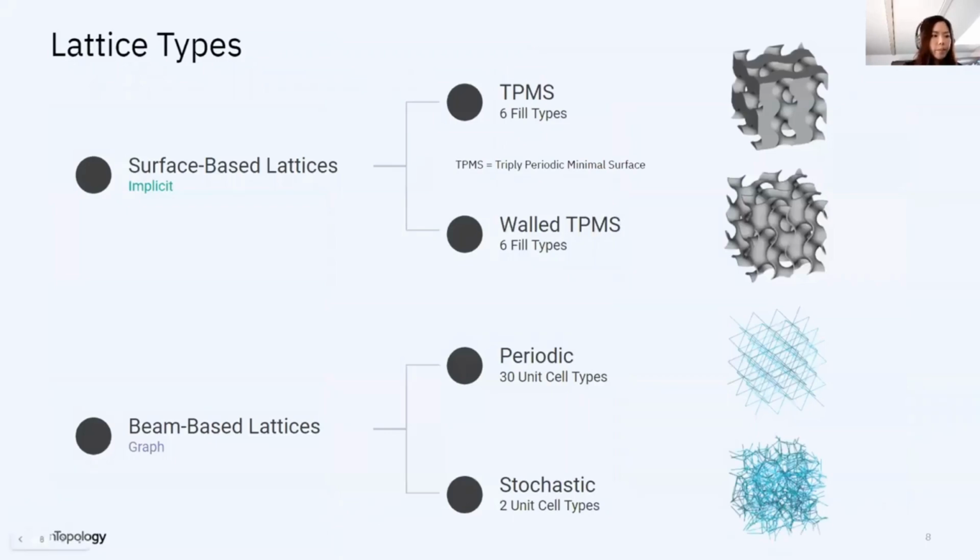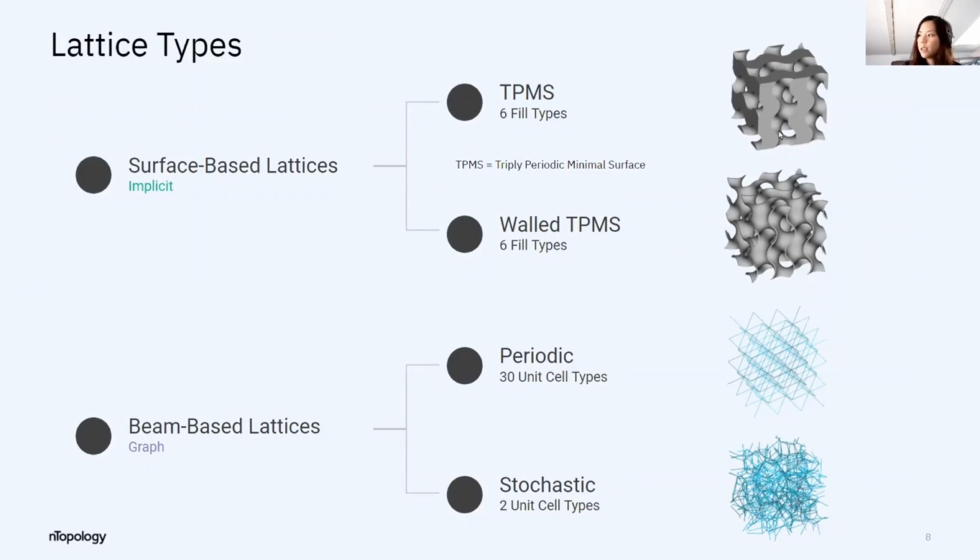Before we get started, I want to introduce a little bit of the different lattice types that we have in nTop. So we have two types of lattices. The first one is surface-based lattices, and it is created as an implicit body. So there are two types, and they are either TPMS or walled TPMS. And TPMS stands for triply periodic minimal surface. And what that is essentially is it's made up of these cosines and sines in the equations.